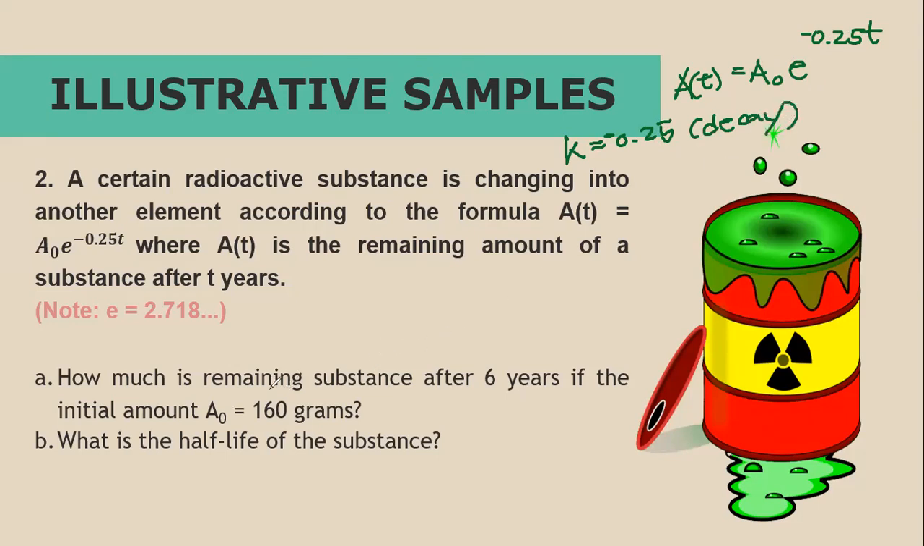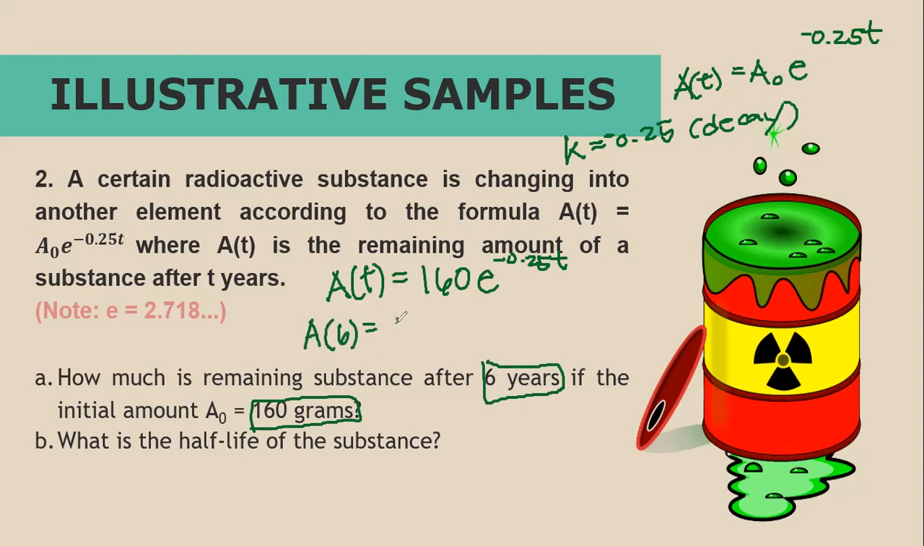All right, so letter A. How much is the remaining substance after 6 years if the initial amount A sub O is 160 grams? So meron tayong given na 160. Substitute na natin sa ating general formula. So 160 e raised to negative 0.25 times t. Sabi, ilan na lang daw yung magiging substance after 6 years. So A of 6 is equal to 160 e raised to negative 0.25 times 6.